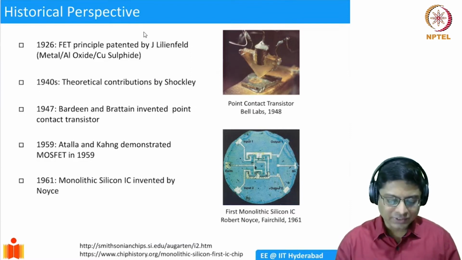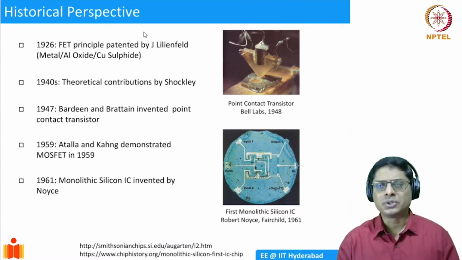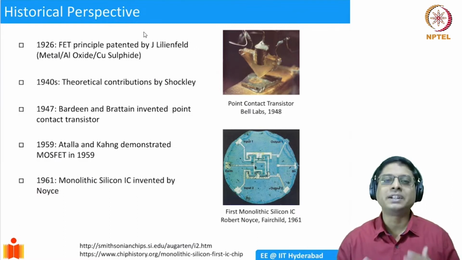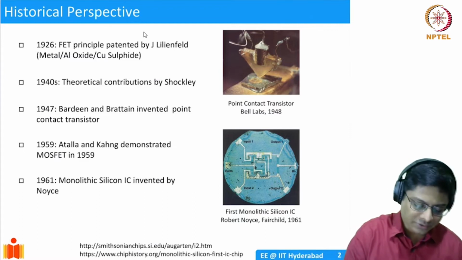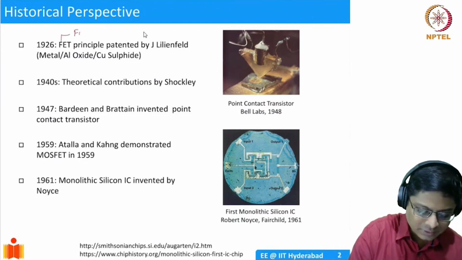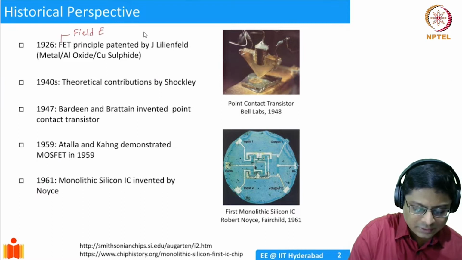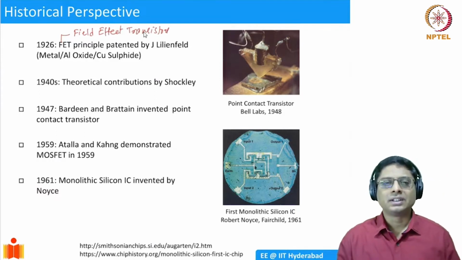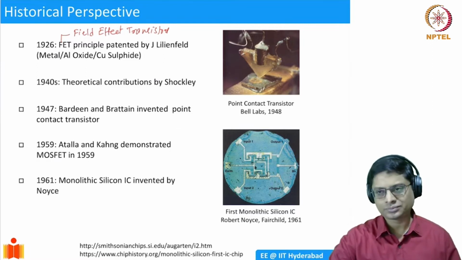In the year 1926, a scientist by the name of Julius Lilienfeld proposed the concept of the FET, which stands for field effect transistor. He proposed that you could use a combination of metal, aluminum oxide, and then cadmium sulfide. Cadmium sulfide is a semiconductor. If you use this combination, you can demonstrate field effect, is what he said.